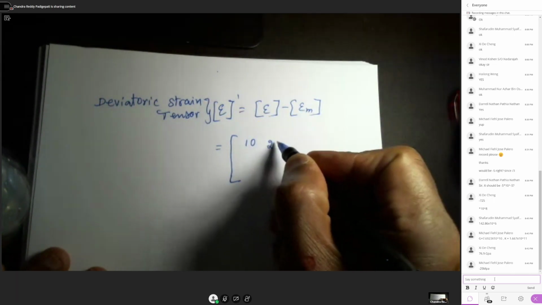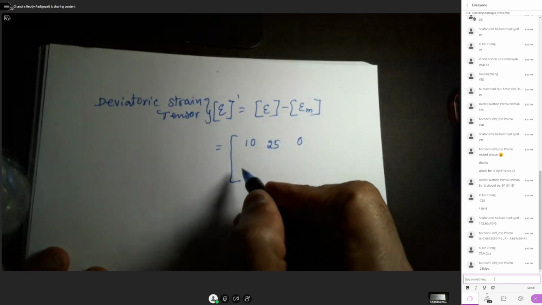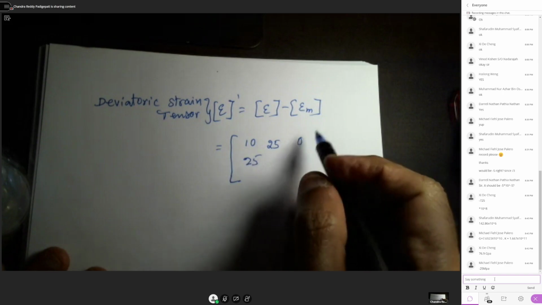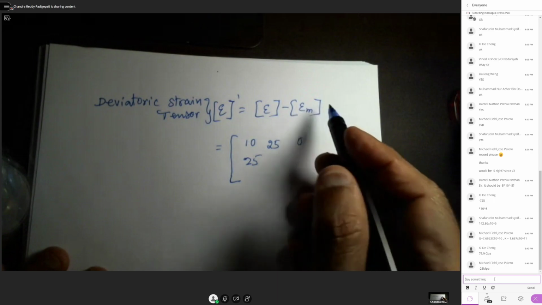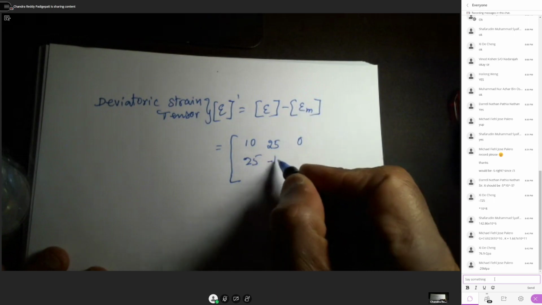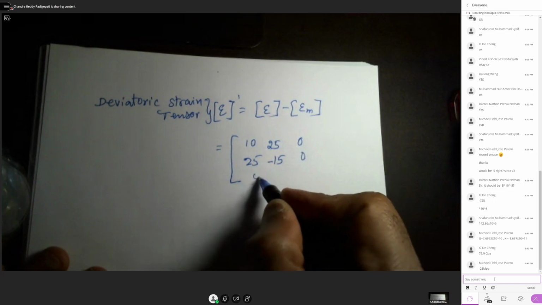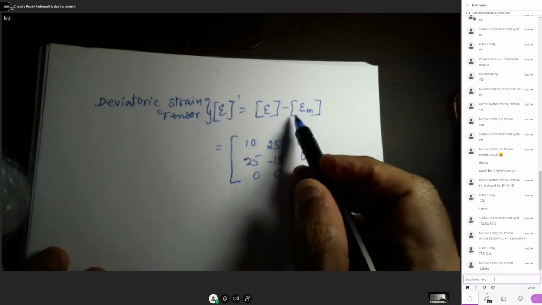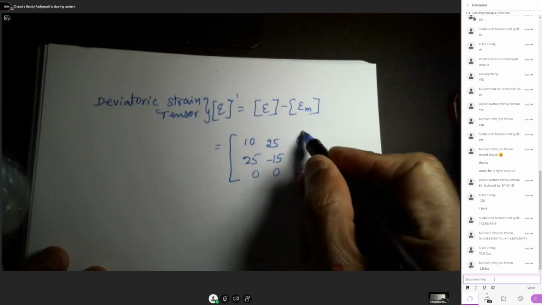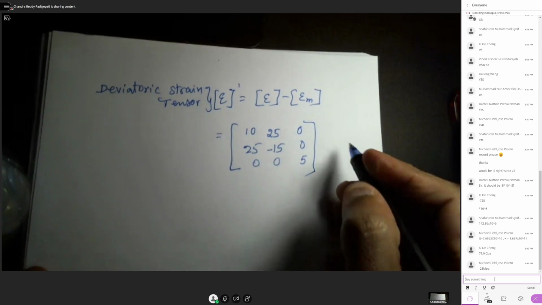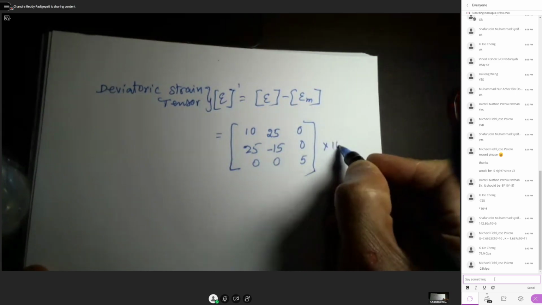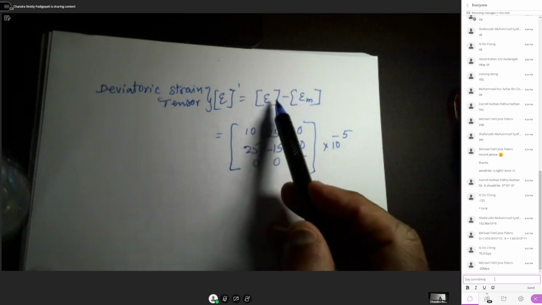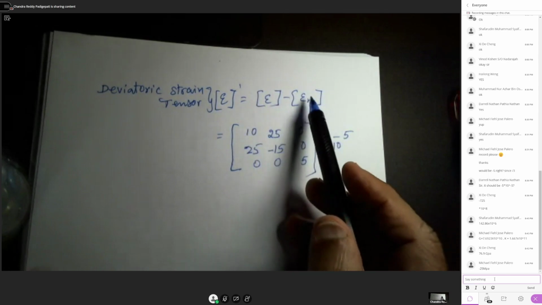Okay, so this one will not change. So the -20 minus of -5. So -20 plus 5. So this one will be -15. So the other things will not change. So here the 0 minus -5. So 0 plus 5. So this will be your deviatoric strain tensor. Okay, so just the given strain tensor minus the mean strain tensor.